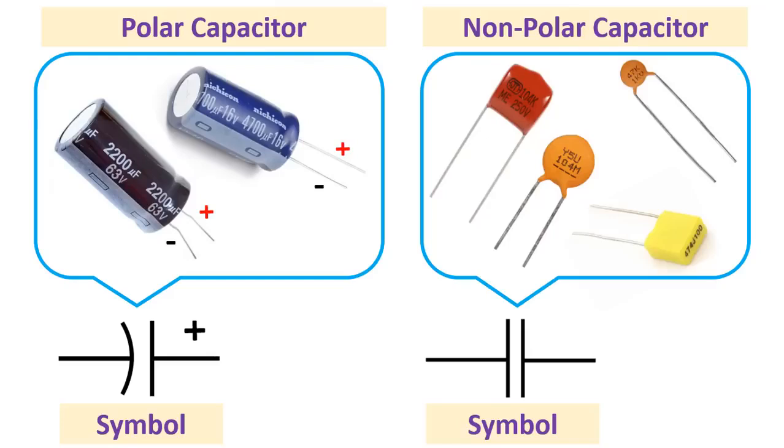Electrolytic capacitors have the value written on them, typically represented in microfarads.